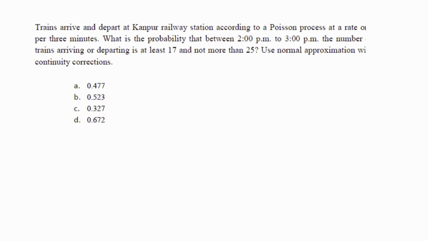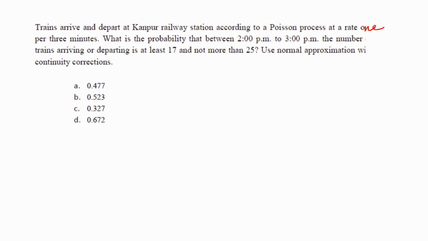Okay. So next question we have here is that the trains arrive and depart at Kanpur railway station according to Poisson distribution with a rate of 1 per 3 minutes. What is the probability that between 2 to 3 p.m. the number of trains arriving or departing is at least 17 or not more than 25? Use the binomial approximation with continuity correction.